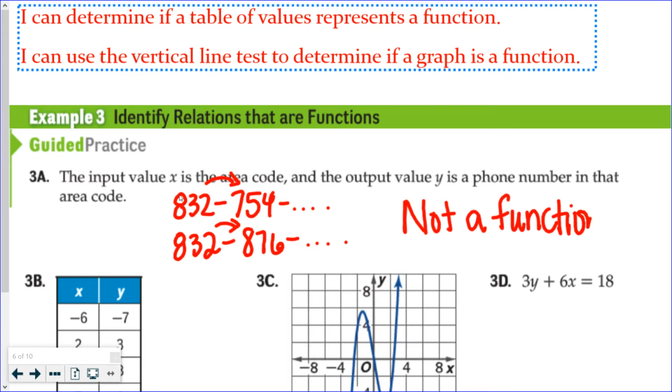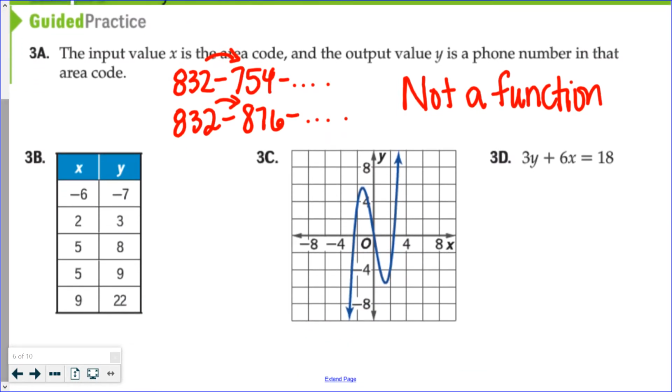All right. Looking at 3b, we've got a table. What we want to see in our table is that we do not have one x value going to multiple y values. So I've only got one -6 in the table, so that's good. I've only got one 2 in the table, so that's good. But look at our 5s. 5 goes to both 8 and 9, so that's not good, not a function.